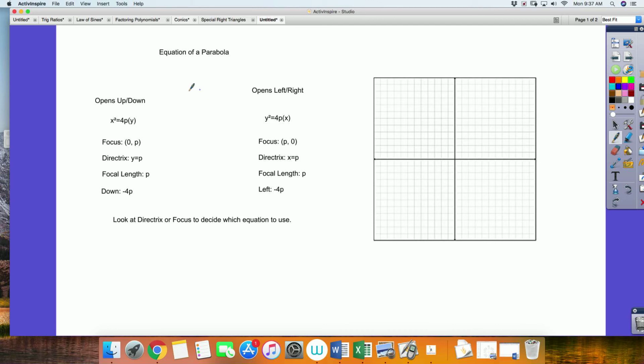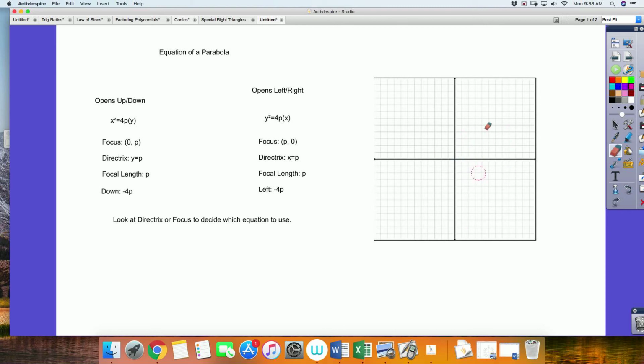Now, a parabola can technically open up or down, or it could also open left or right. Now, if a parabola opens left or right, like this, technically that means it's no longer a function because it won't pass the vertical line test. But that's okay, because when you get to Algebra 2 or pre-calculus, you'll learn about something called conics. And conics, it doesn't matter if your parabola is a function or not.